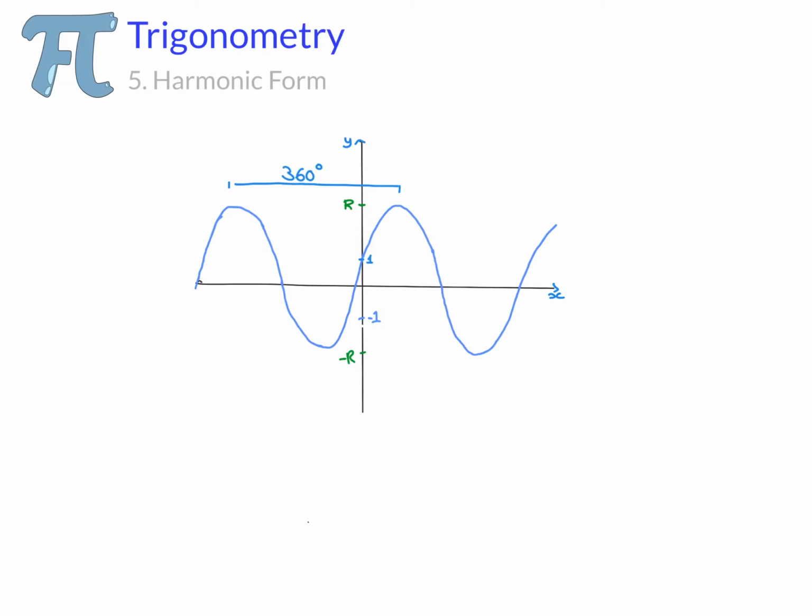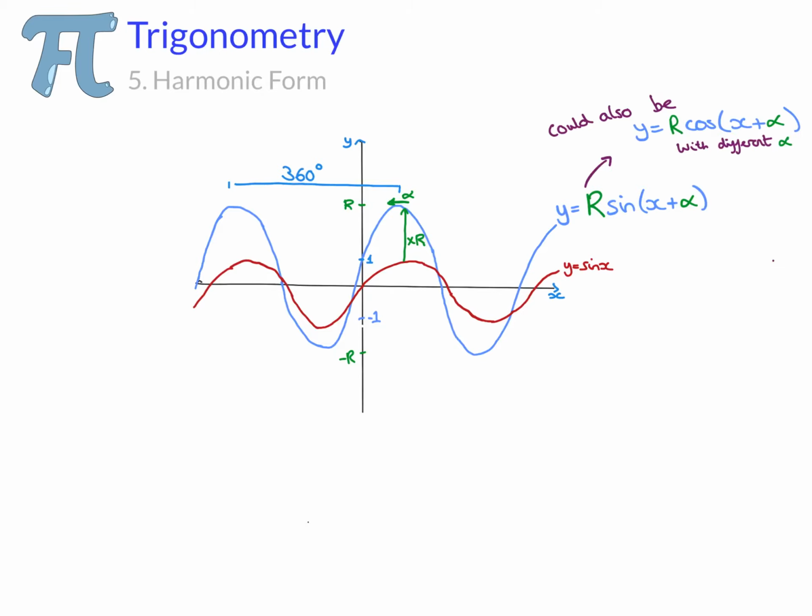Here I have drawn a periodic function, which has a period of 360 degrees. This is clearly very similar to a sine or cos function. The only difference is that it's been stretched in the y direction and shifted along the x-axis. For that reason, we can write the general equation of a curve like this as follows, with the r having the stretching effect and the alpha the shifting effect on the original function.